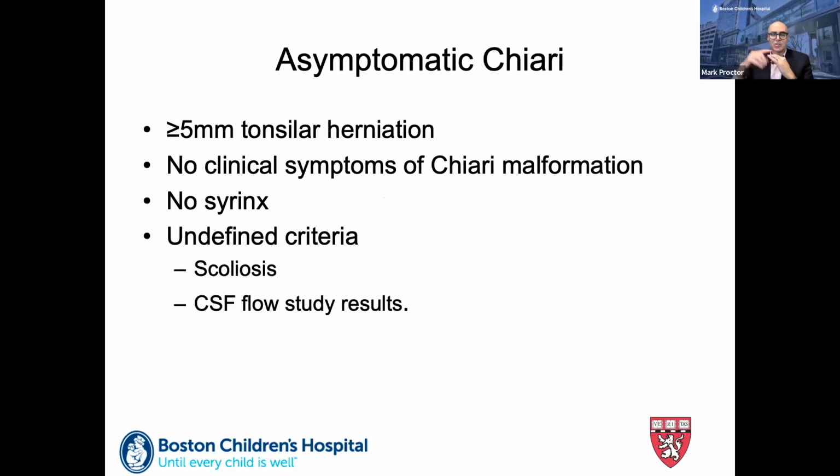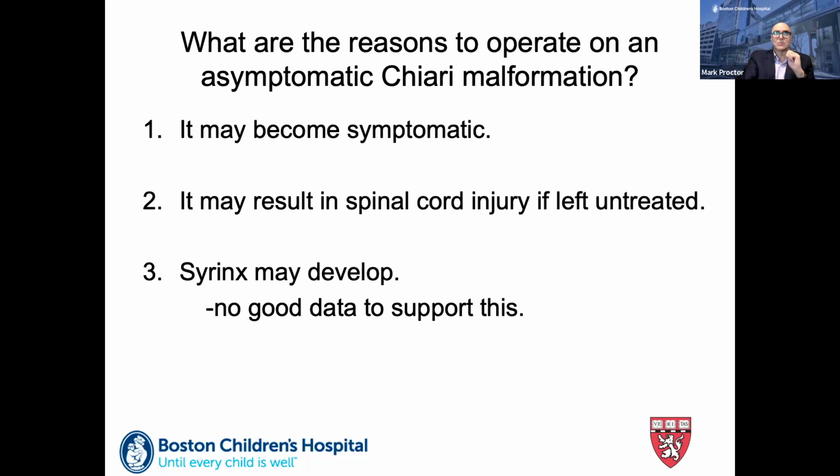So if we look at what's an asymptomatic Chiari, I would define it as you actually have a Chiari I malformation, so the tonsils are at least 5 millimeters below the foramen magnum. You don't have any clinical symptoms of a Chiari malformation. You don't have a syrinx. And the things that are still a little unclear: what if you just have a scoliosis but no syrinx? And what about CSF flow study results? But suffice it to say, there's a lot of kids and adults who get an MRI, have a Chiari malformation, and it was a complete surprise finding. They were getting an MRI for another reason, like they hit their head or they had a seizure or things like that.